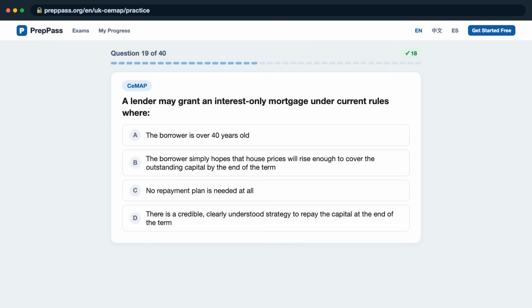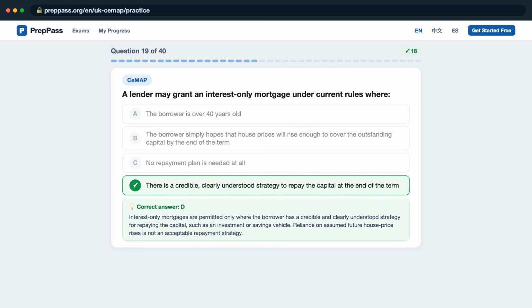Question 19. A lender may grant an interest-only mortgage under current rules where, is it A, the borrower is over 40 years old? B, the borrower simply hopes that house prices will rise enough to cover the outstanding capital by the end of the term? C, no repayment plan is needed at all? D, there is a credible, clearly understood strategy to repay the capital at the end of the term?